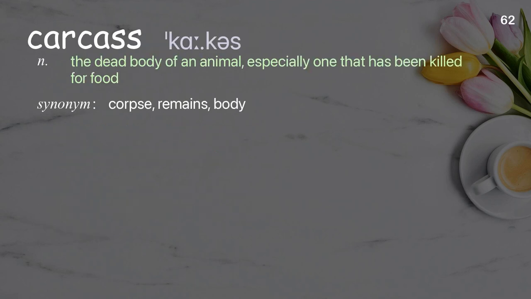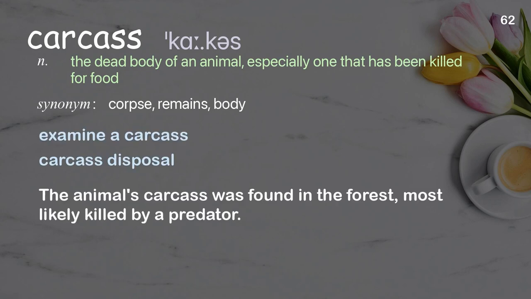Carcass. The dead body of an animal, especially one that has been killed for food. Examples: examine a carcass. Carcass disposal. The animal's carcass was found in the forest, most likely killed by a predator.